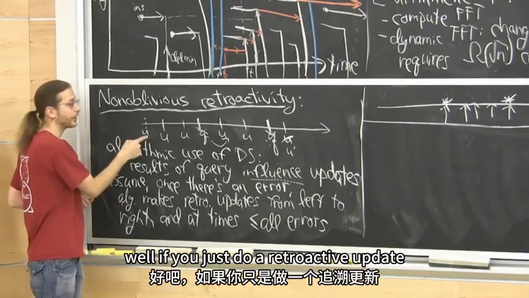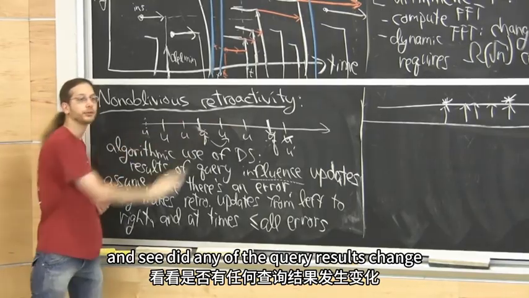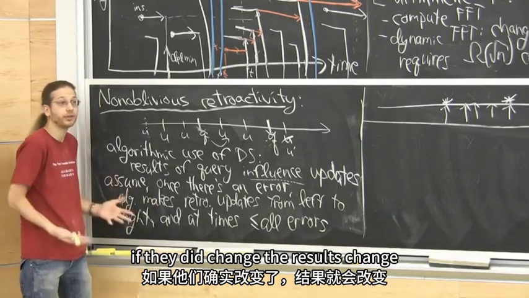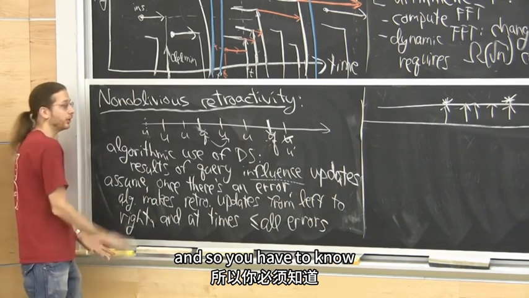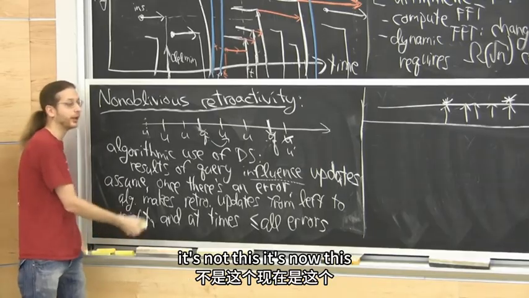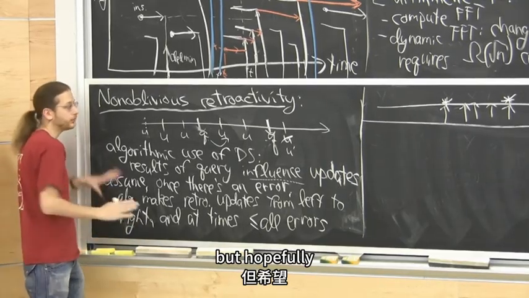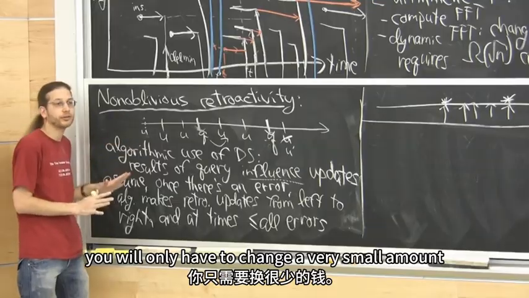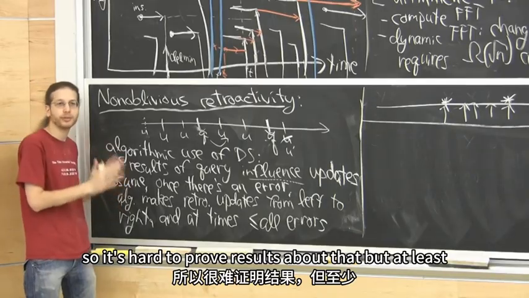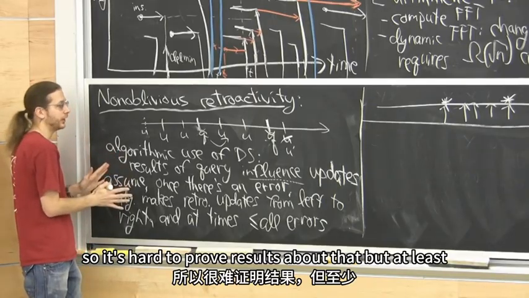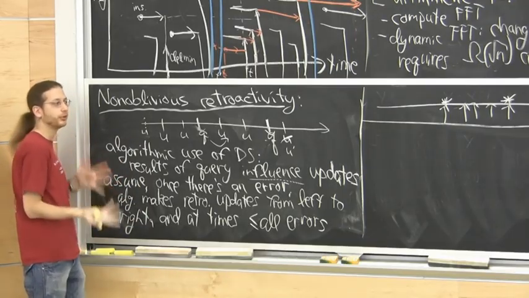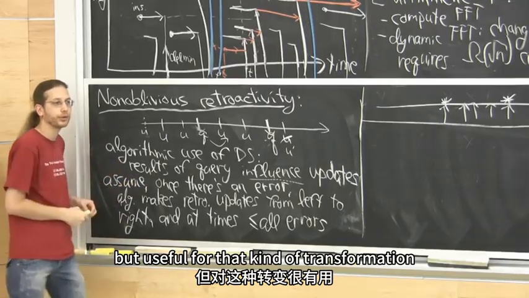Well, if you just do a retroactive update and see, did any of the query results change? If they didn't change, then great, you have the right answer. If they did change, the results change. And so you have to know for every wrong query that, oh, I really had to change the shortest path weight. It's not this, it's now this. But hopefully, you will only have to change a very small amount if your graph didn't change in a big way. So it's hard to prove results about that, but at least this would let you dynamize almost any algorithm that's using the data structure. So it's easier but useful for that kind of transformation.